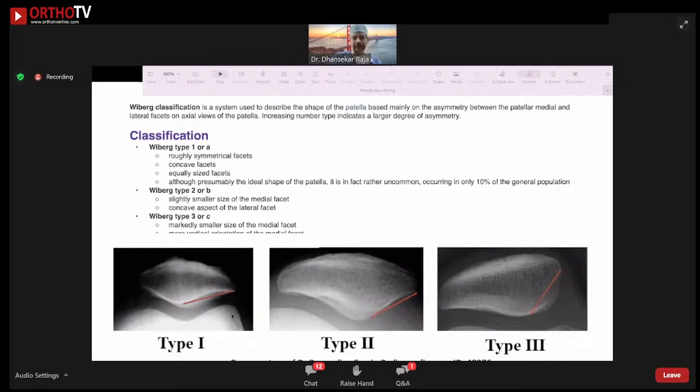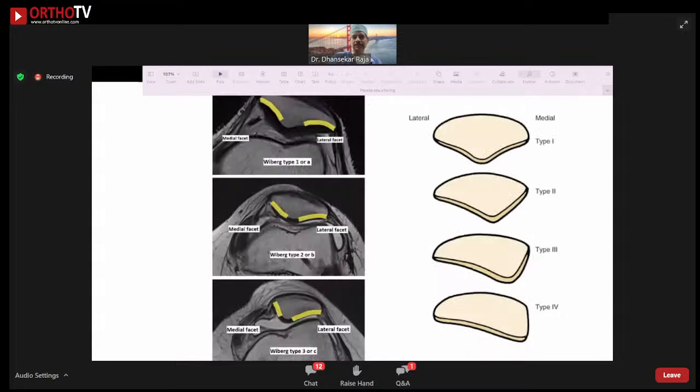If it is type 1, it has equal medial and lateral facets. Type 2, the lateral facet is slightly bigger, the medial facet is smaller. Type 3 is a very small medial facet. So this is another example of the MRI picture of the different types of patella, type 1, 2, and 3. Type 2 is very common.